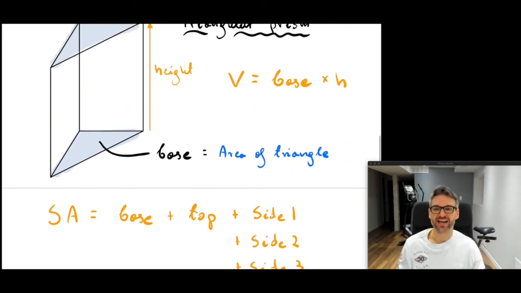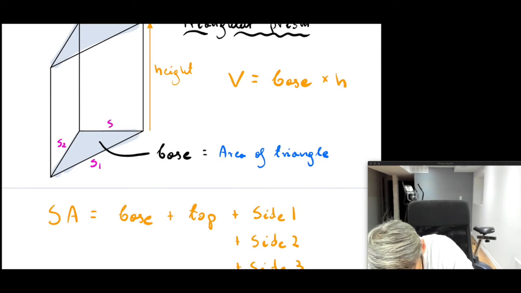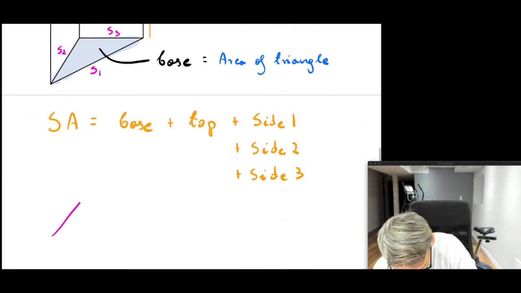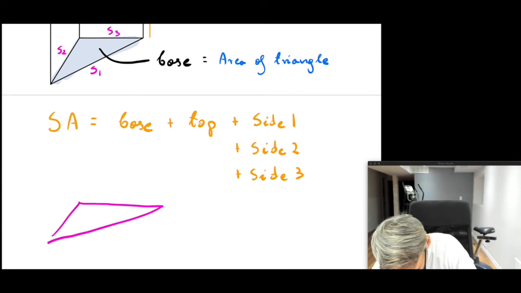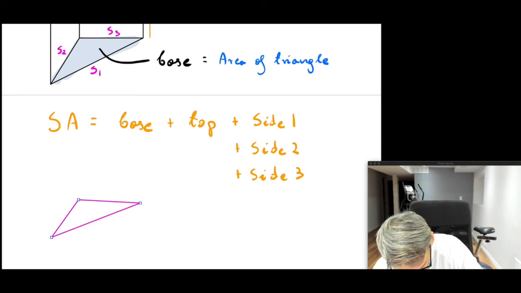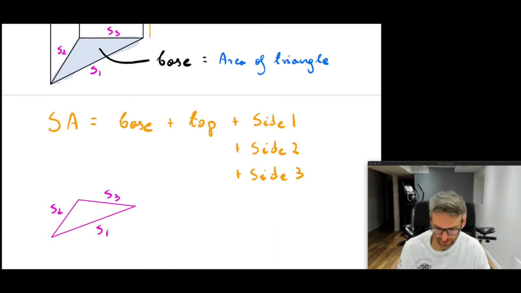But if the sides are not the same, and what I mean by that is, let's say this is side number 1 of the triangle, side number 2, and side number 3. So this is kind of like our triangle. I'm going to try to draw this here. All right, it kind of worked. It's not perfect, but this is side 1, side 2, and side 3.